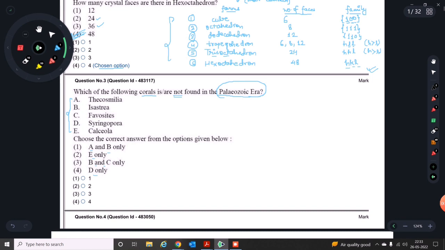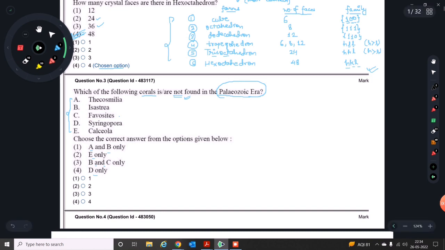If you know which of these are from Paleozoic, in that way also you can get the question correct, because then you can get the ones that are not from Paleozoic. Or you know which of these are directly not from Paleozoic. That is the question itself. So we'll see what age each of these belongs to.